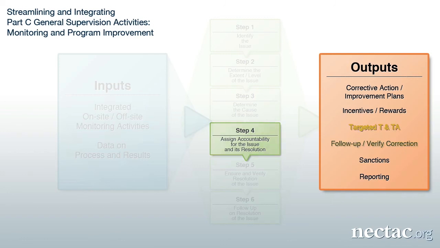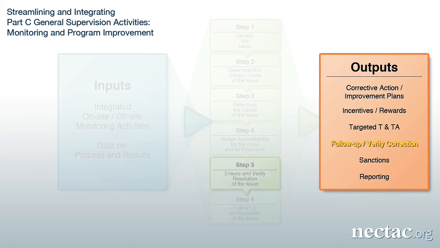States are also expected to provide follow-up and track improvement and correction of noncompliance on an ongoing basis. All correction of noncompliance must be verified within 1 year of identification. This is an output of Step 5 of the framework.